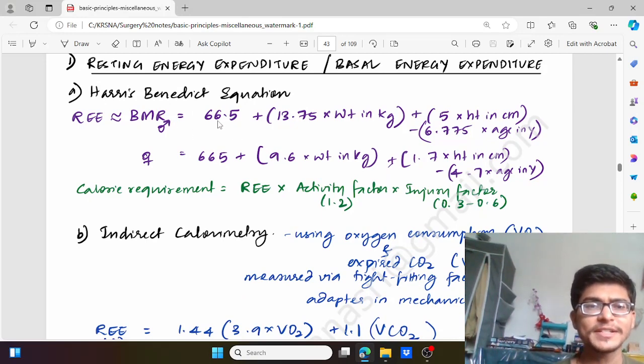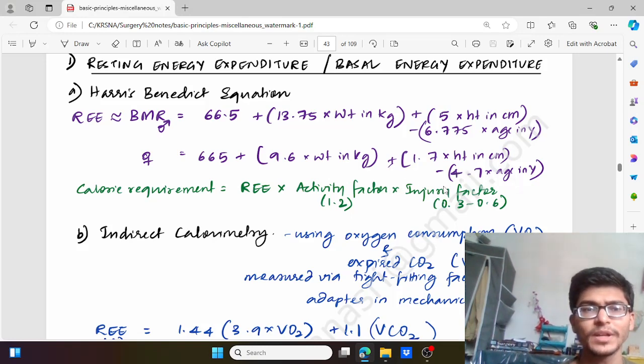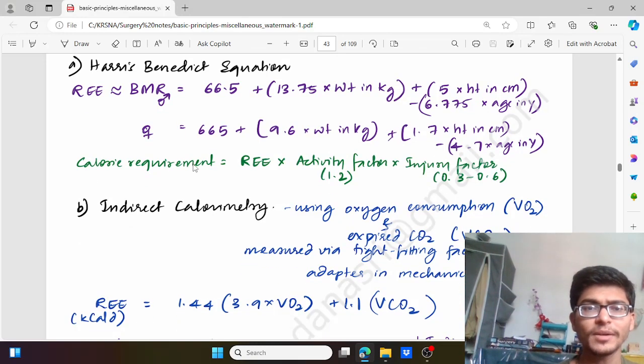It is calculated by 66.5 plus 13.7 into weight in kg plus 5 into height in centimeters minus 6.7 into age in years for males, and in females it is 66.5 plus 9.6 into weight in kg plus 1.7 into height in centimeters minus 4.7 into age in years. So this will give us the resting energy expenditure.